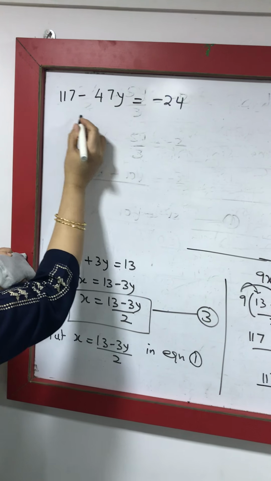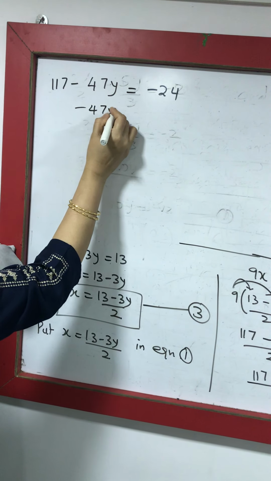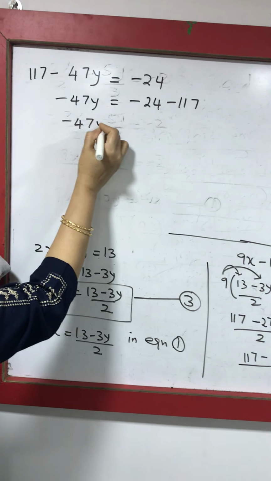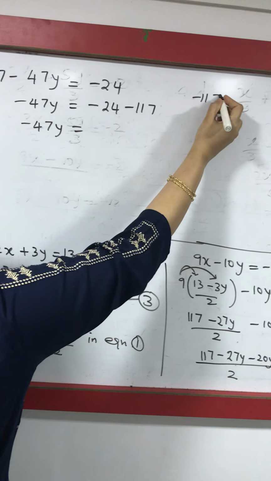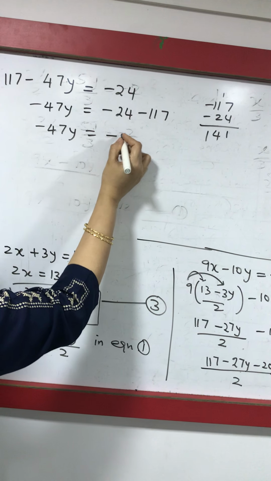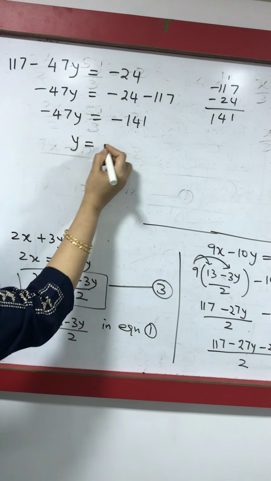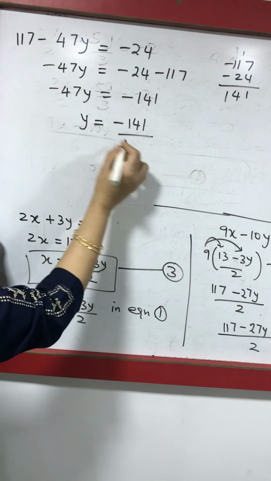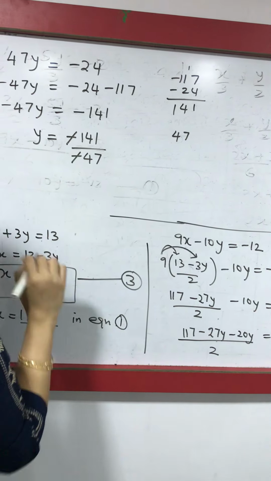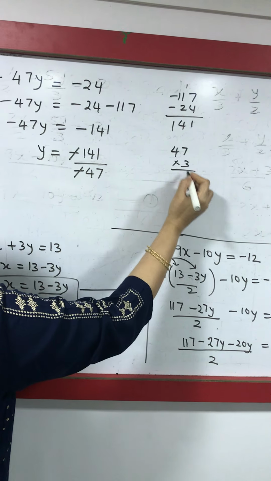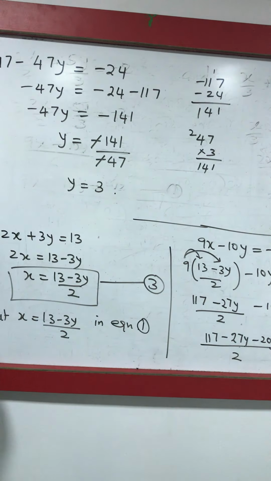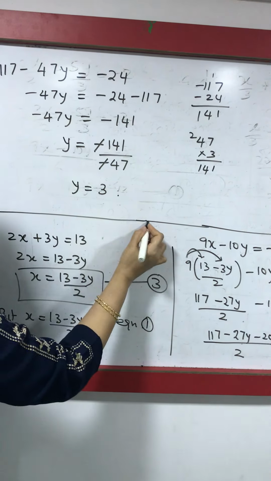I will now bring 117 on this side. Now these two values we have to add because both are negative. So that becomes negative 141. So y is negative 141 upon negative 47. And 47 into 3 is equals to 141. So value of y is 3.